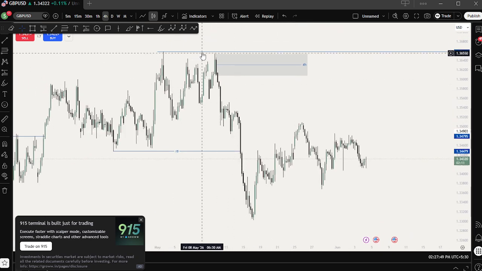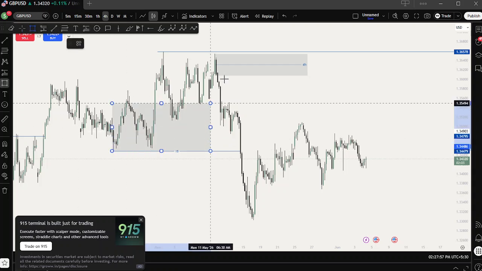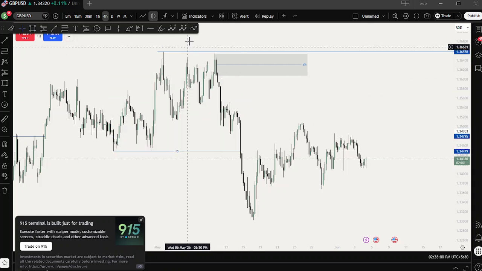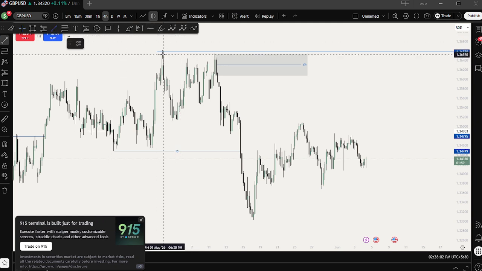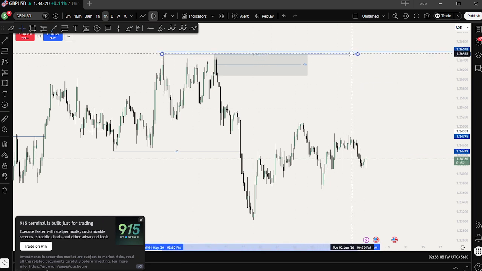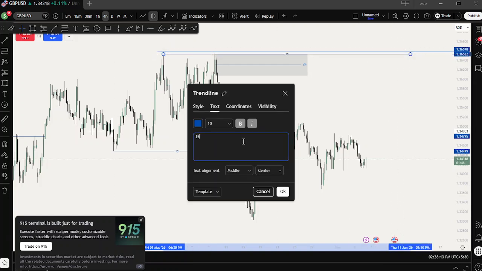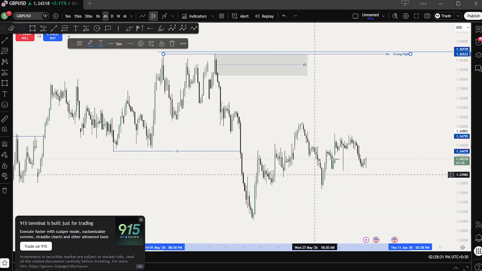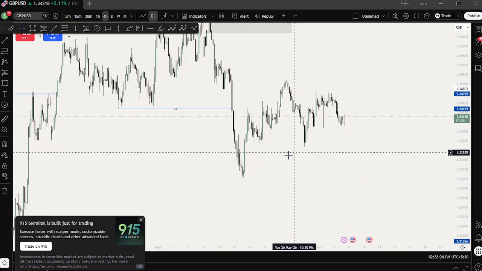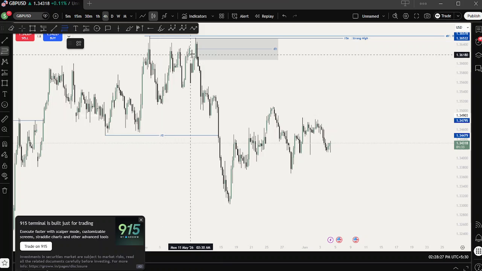Now I want to know what is the highest point that broke this structure. To find that out, just draw a box, and this is our highest point. Alright, and this pullback is confirmed.